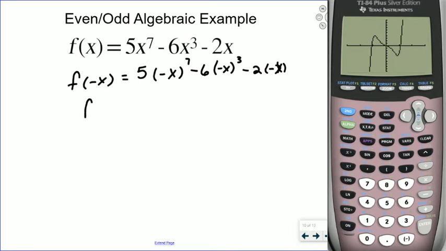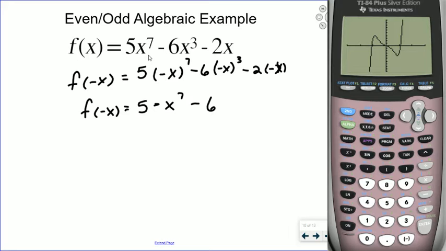So f of negative x is going to be 5 times negative x times itself 7 times. We're going to have 7 negatives, which is going to leave us with a negative x to the 7th. Negative times a negative is a positive, so we have 3 pairs of negatives and then 1 left over to end up with our negative guy right there. Okay, so then minus 6.